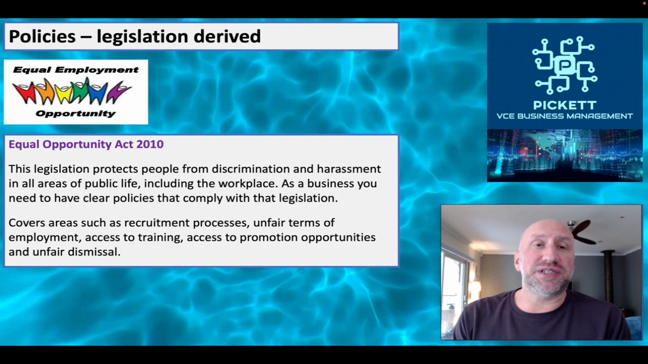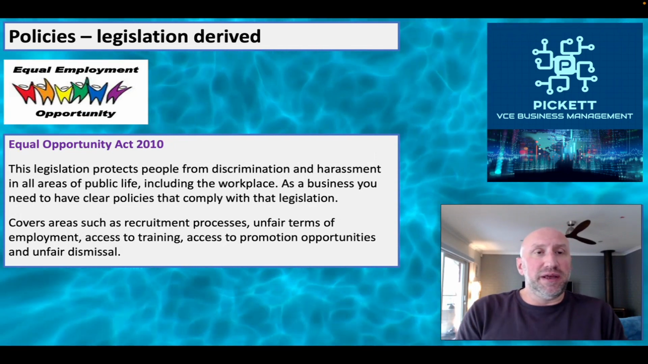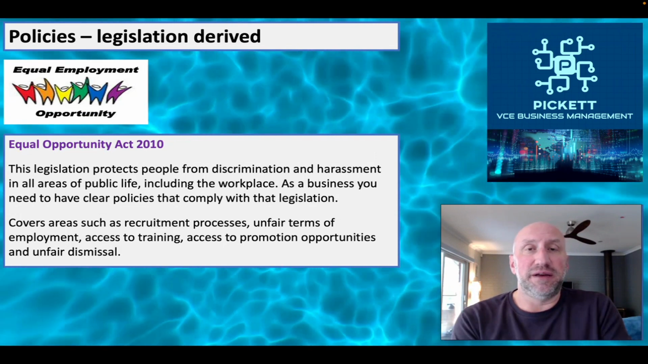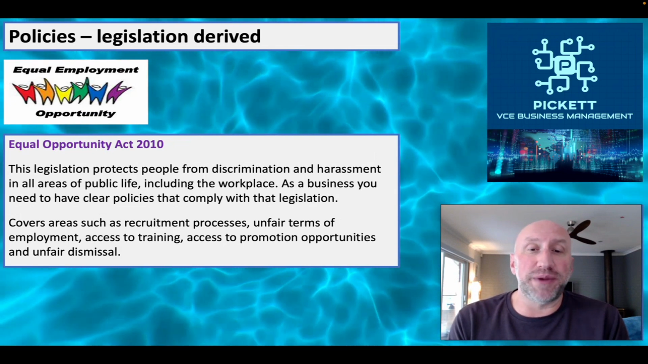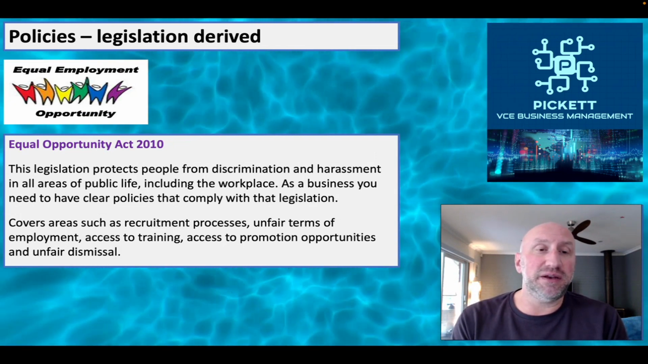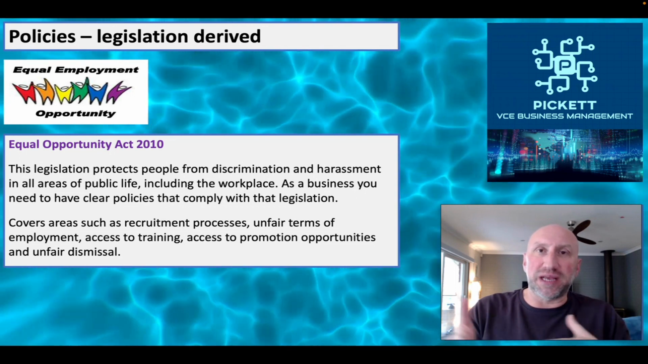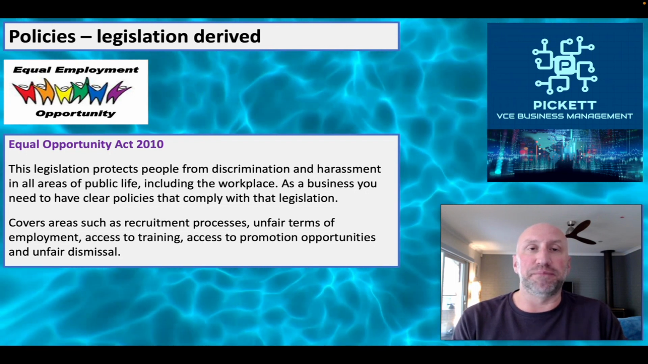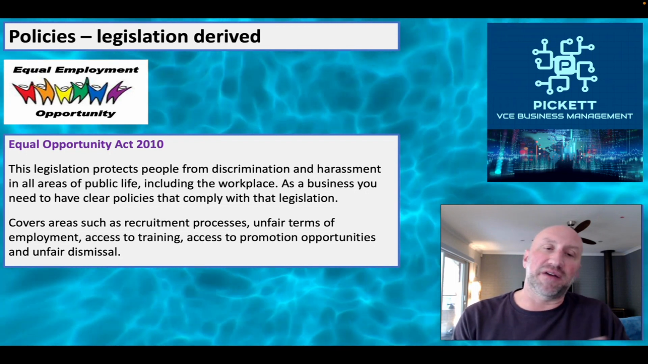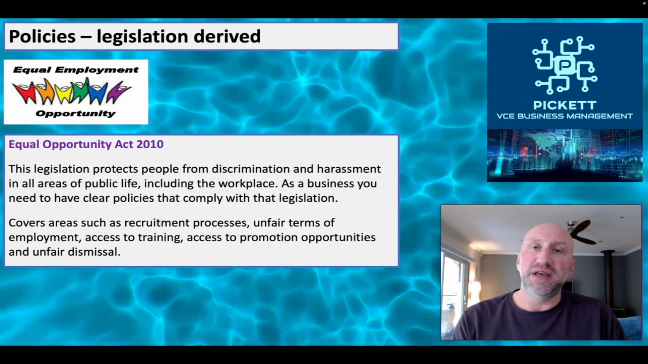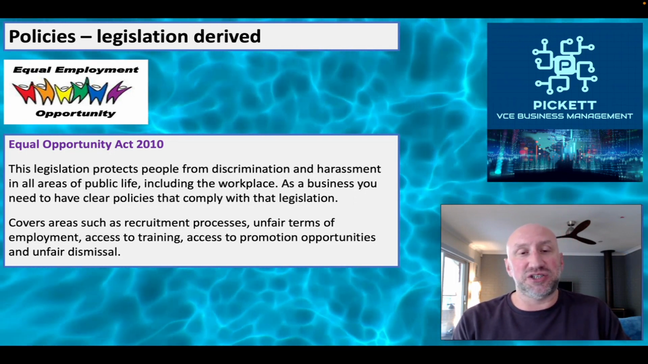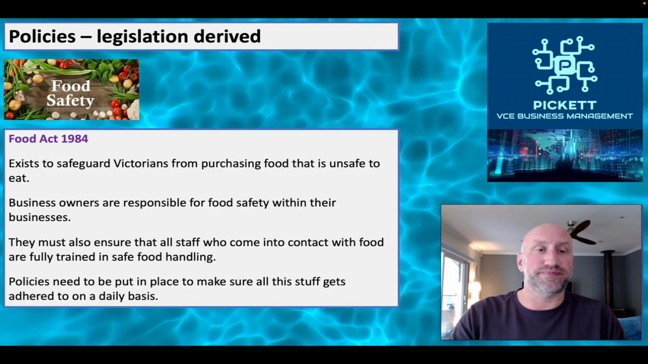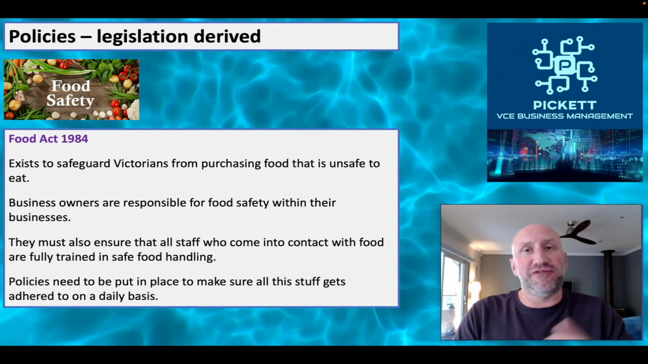Next one, equal opportunity. This is around recruitment and how you deal with your employees in the workplace. So this is all about protecting people from discrimination and harassment in all areas of public life, but this also includes the workplace. So as a business, you have to have clear policies that comply with this legislation. And it covers things such as your recruitment processes, unfair terms of employment, access to training, access to promotion opportunities, and unfair dismissal.